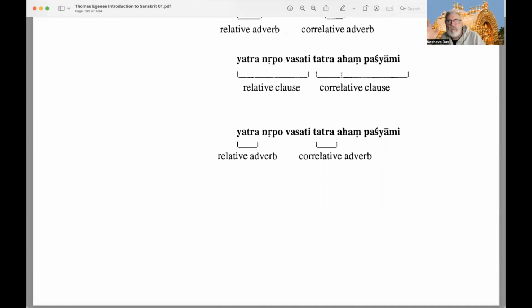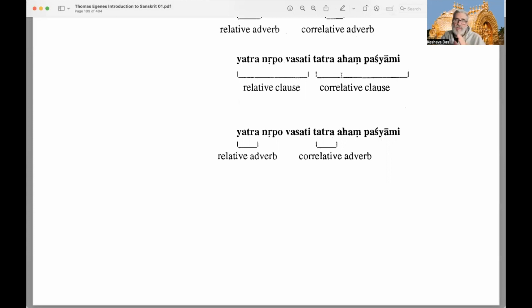Go right to the end. What do we always do when we translate Sanskrit? Go right to the end of the sentence and look at the verb right at the end. So we have pashyami. Pashyami means I see, right? We also have the pronoun aham here. So I see is aham pashyami, enough.